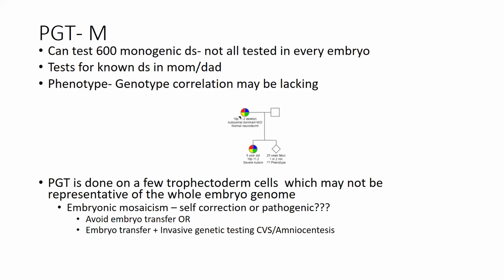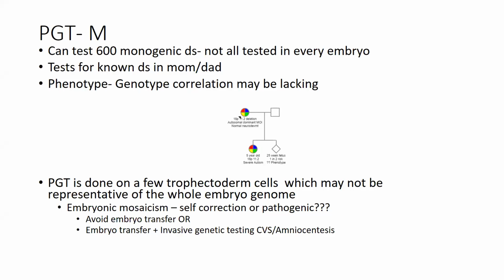Then the monogenic disorders for pre-implantation genetic testing, it can test about 600 monogenic disorders, but they're not always all tested, right? So the entry point, usually, if mom and dad are known to have a genetic disorder, you test for that. Of course, we talked about when you have poor genotypic phenotypic correlation, right? And then when you do PGT, you're doing it on a few cells. Is that representative of the whole embryo?